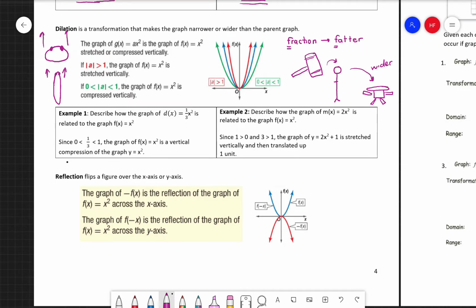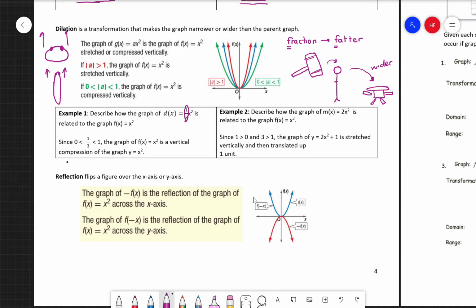So on the example, describe how the graph of d of x is equal to 1/3 x squared is related to the graph of f of x equals x squared. Well, I see that 1/3 is a fraction. So since 1/3 is between 0 and 1, or we can say that it's a fraction, then the graph of d of x equals 1/3 x squared is a vertical compression of the graph y equals x squared.